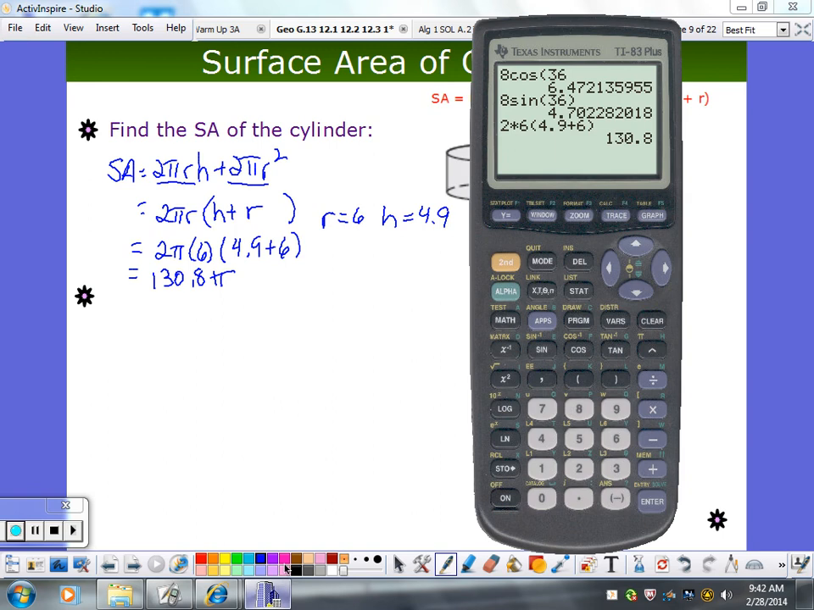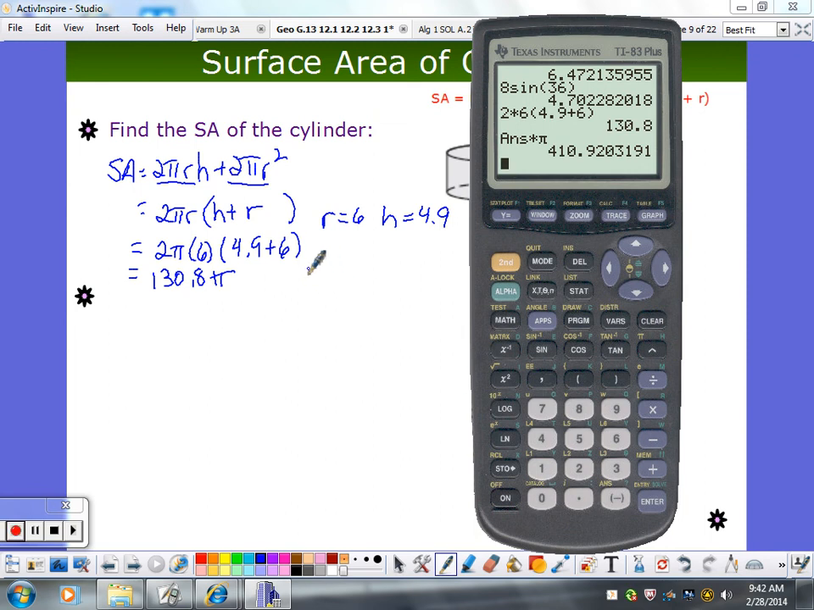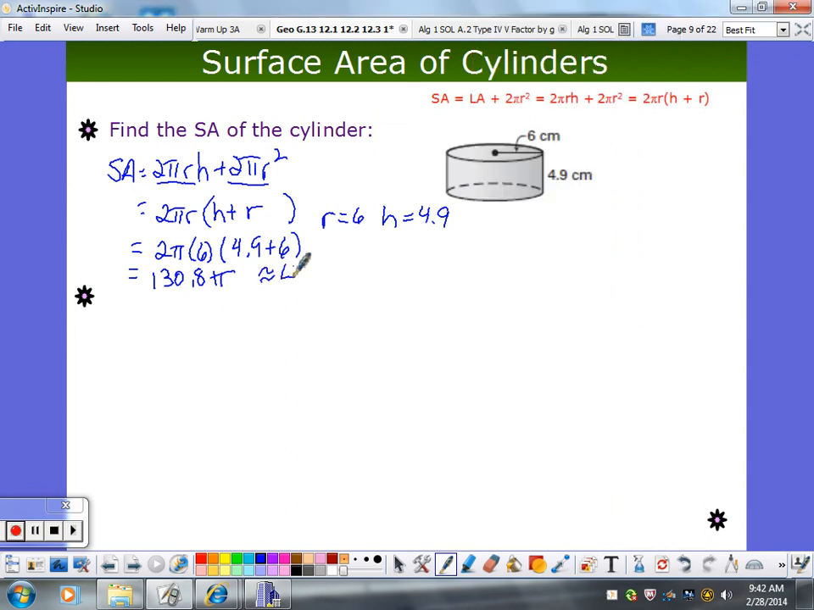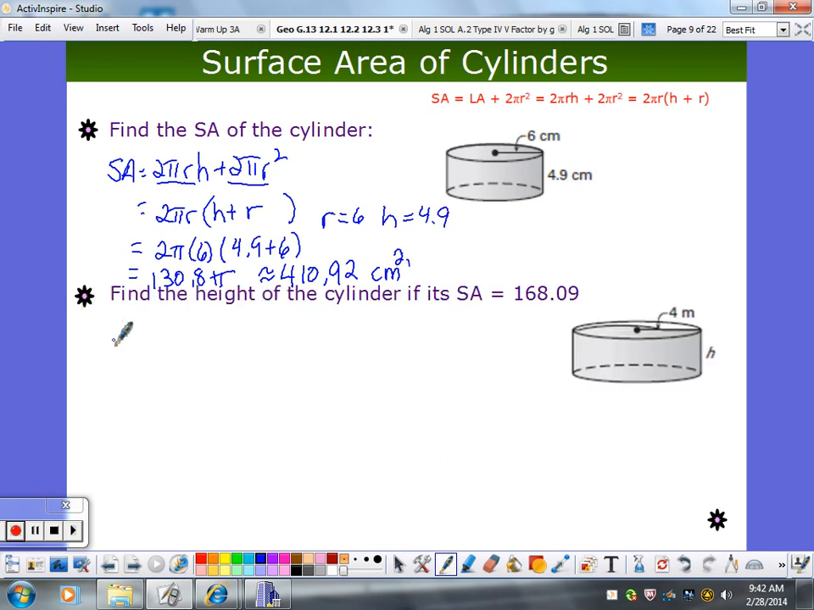But if I want an estimate, just multiply that number by pi. Yeah, I'm doing it. And it's roughly, approximately 410.92. What are my units here? Again, surface area is in square units, square centimeters. So hopefully this is the one, yeah, this is the guy in your paper.